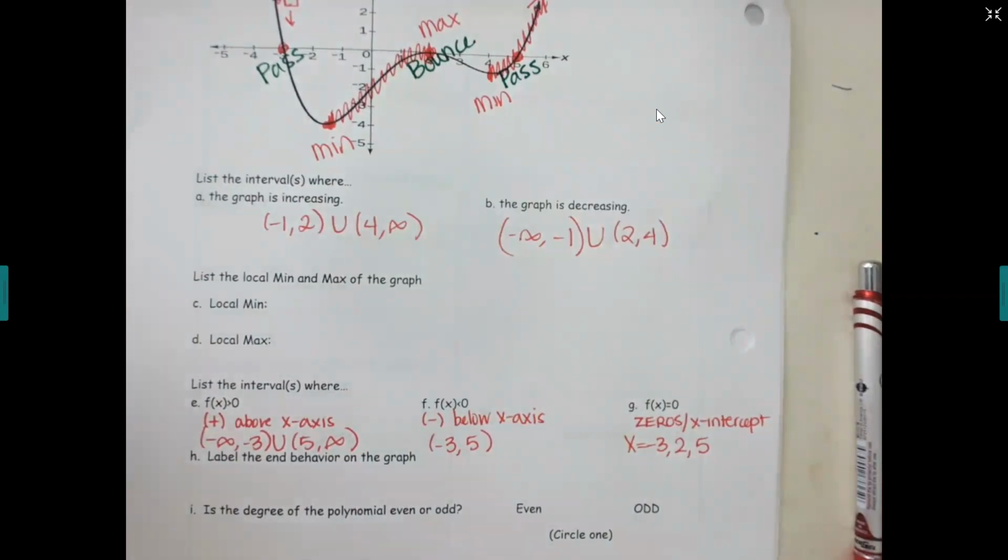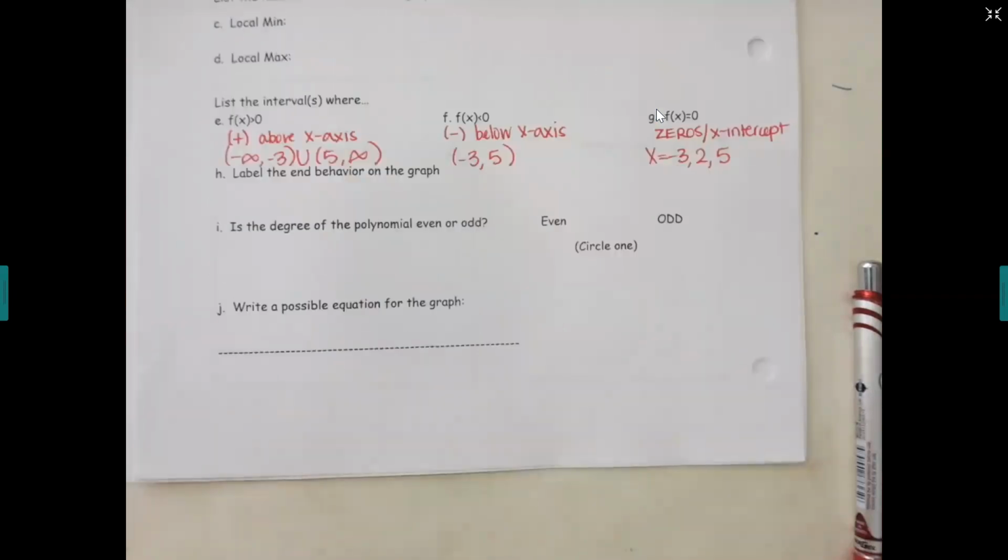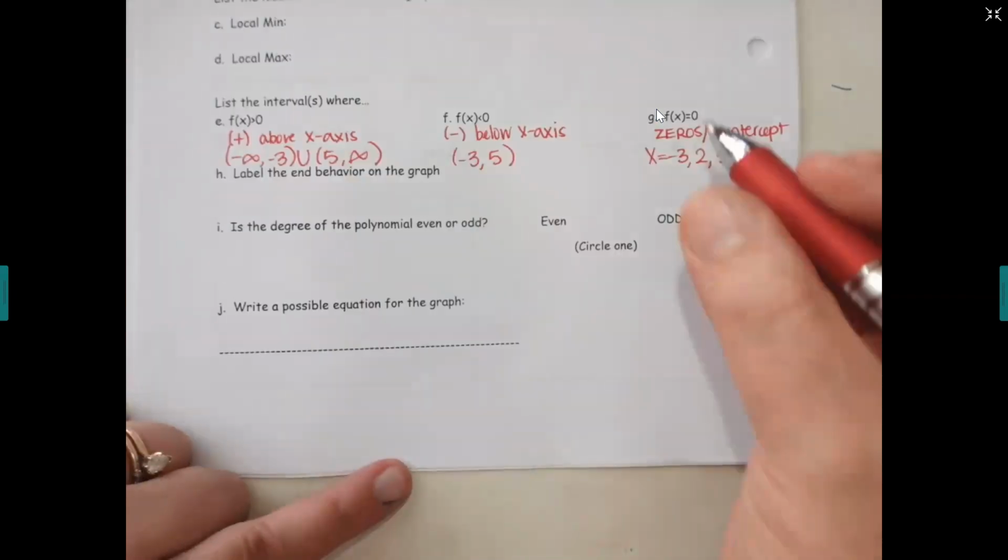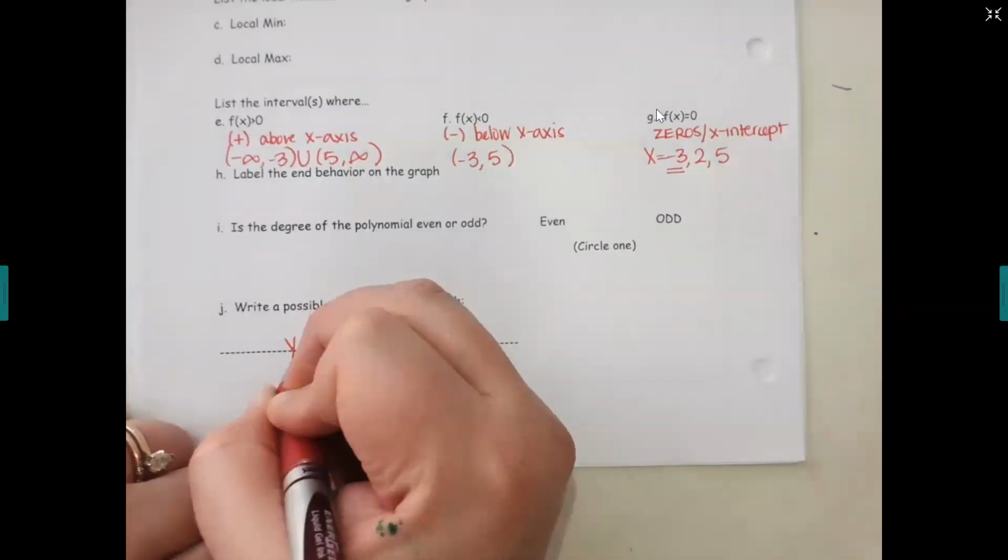So let's come down here to our equation and let's write it. If negative 3 is a 0, what would the parentheses need to say?